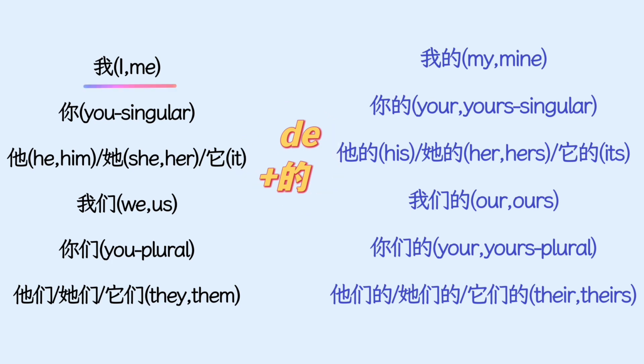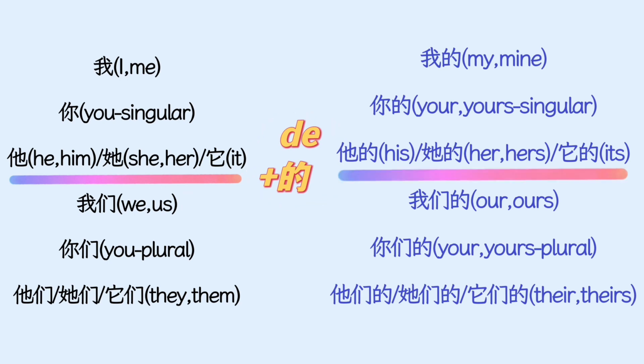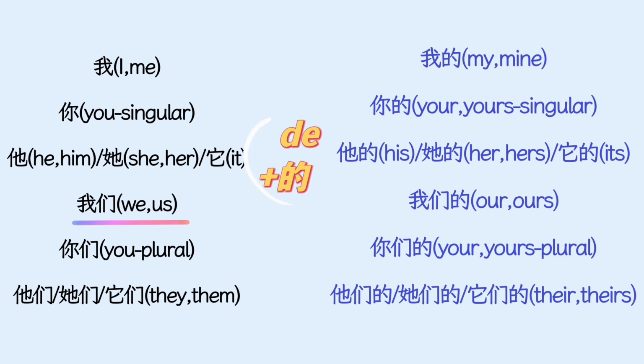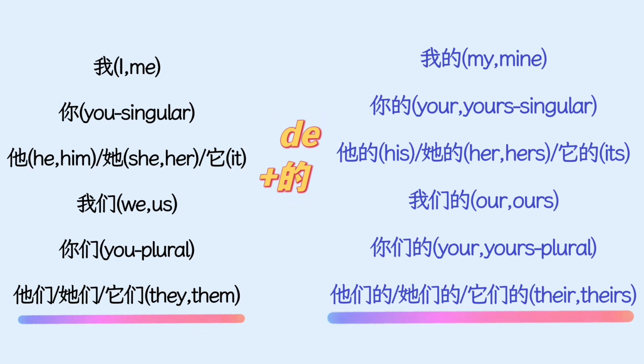So 我 adds the 的 becomes 我的. 你 adds the 的 becomes 你的. 他 adds the 的 becomes 他的. 我们 adds the 的 becomes 我们的. 你们 adds the 的 becomes 你们的. 他们 adds the 的 becomes 他们的.